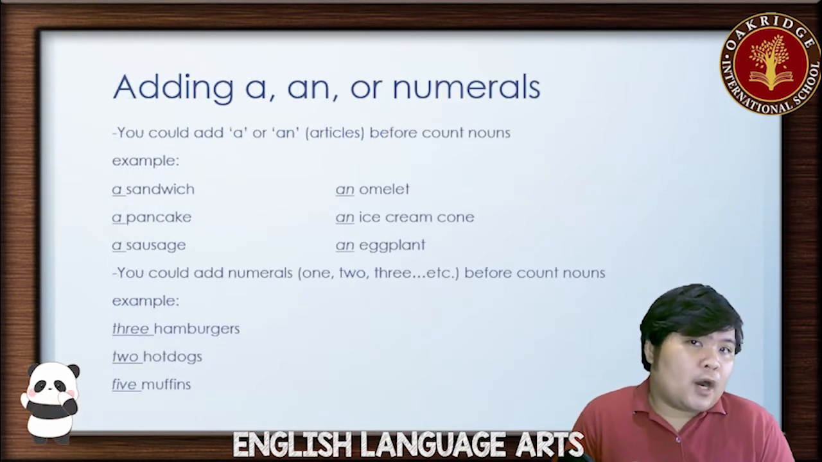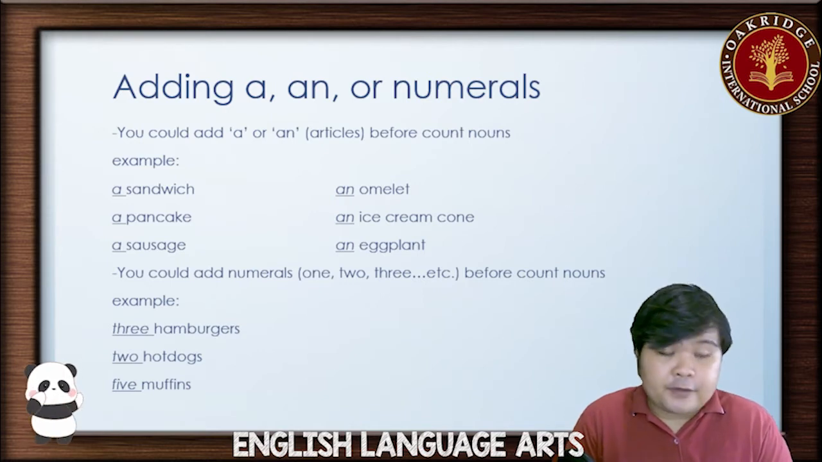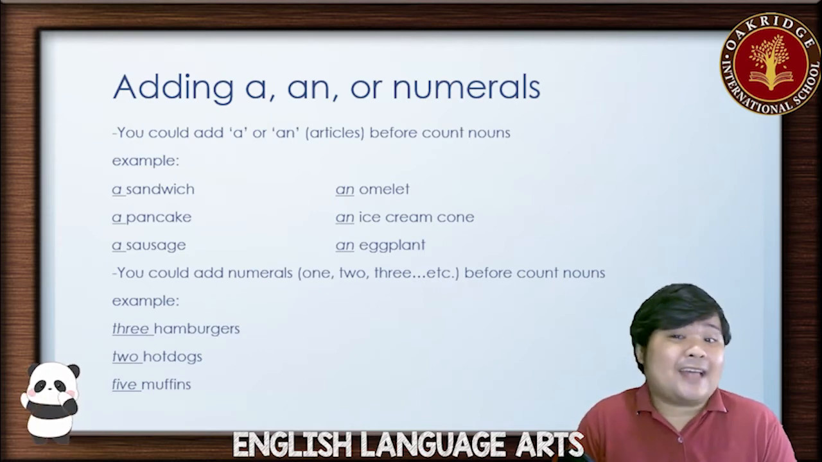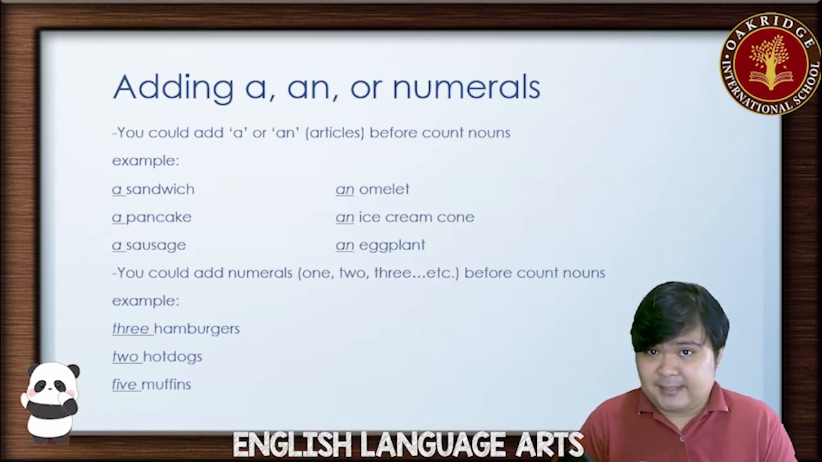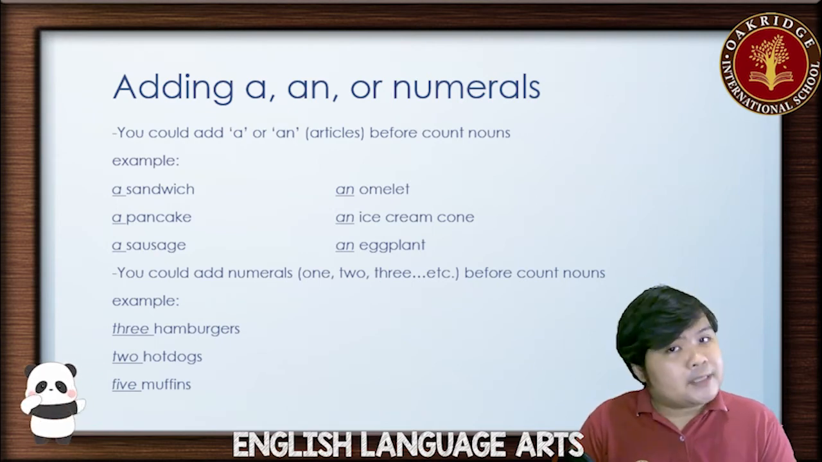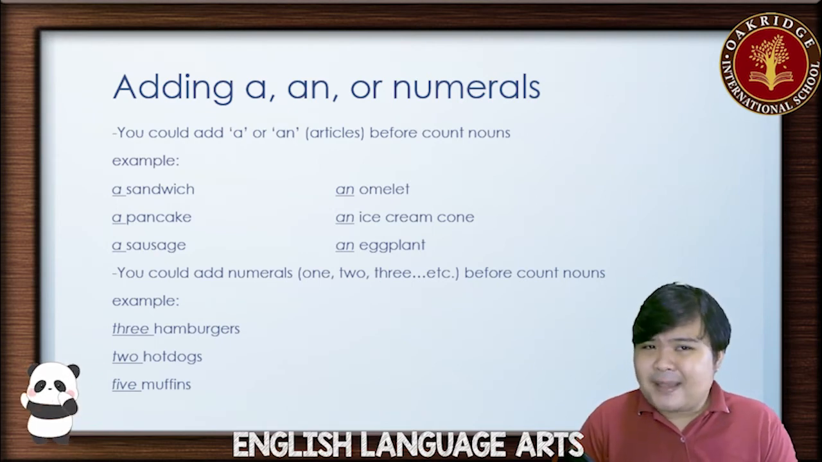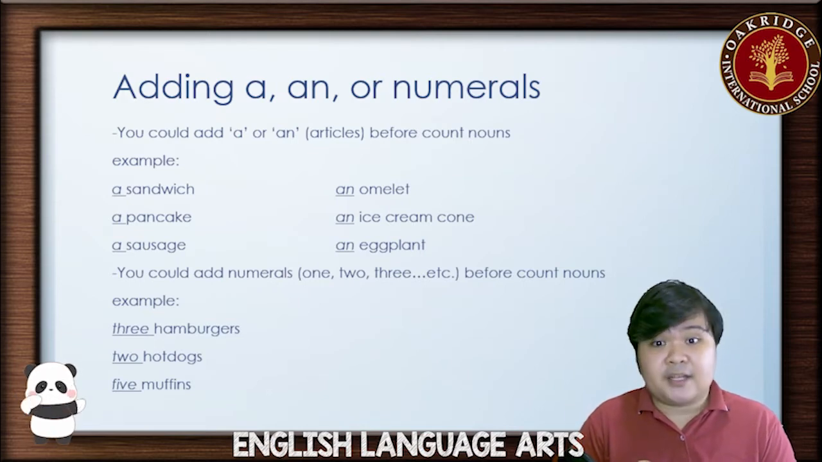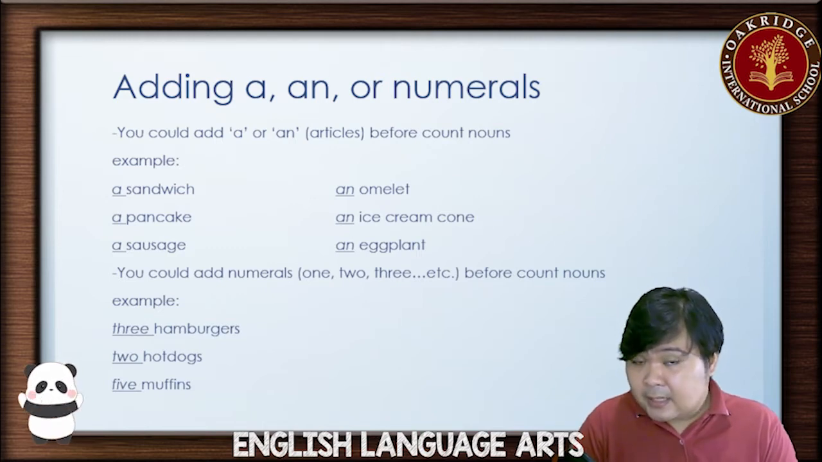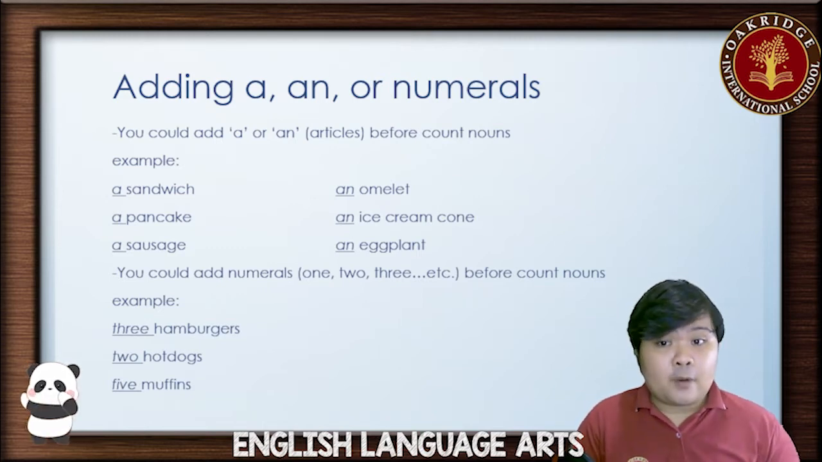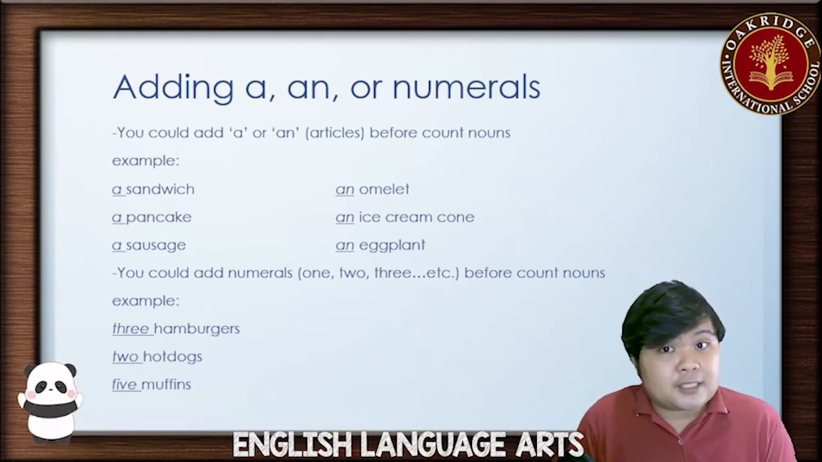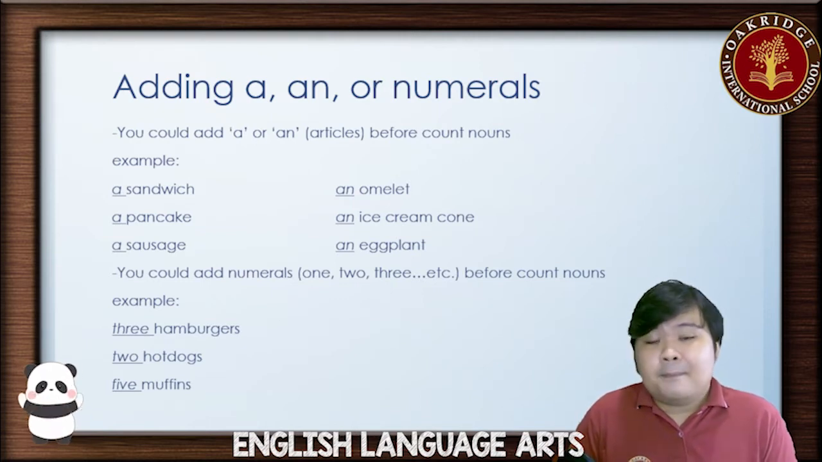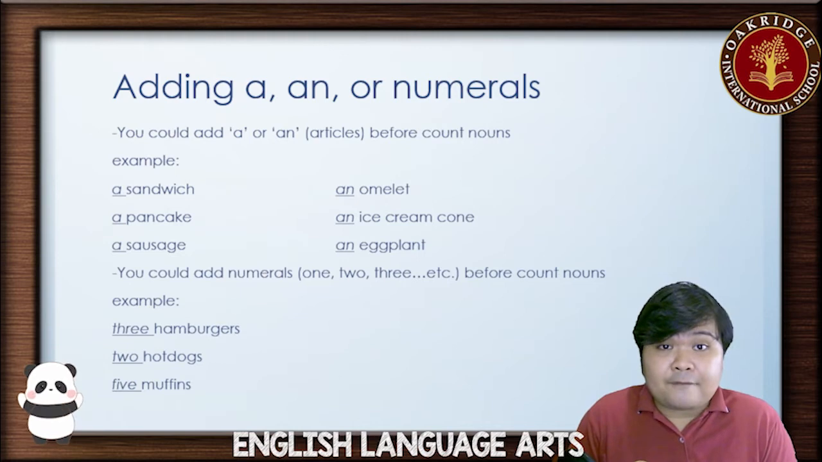Well, when you are actually trying to refer to more than one count noun, you could either add a or an or numerals. A or an are called articles. Okay? And these articles, you have already discussed this before when you were in primary, right? But basically, you could just say a sandwich, a pancake, a sausage, an omelet, an ice cream cone, an eggplant. What is the difference of a and an again? A is used if the noun starts with a consonant. But if it starts with a vowel, then you would have to use an.